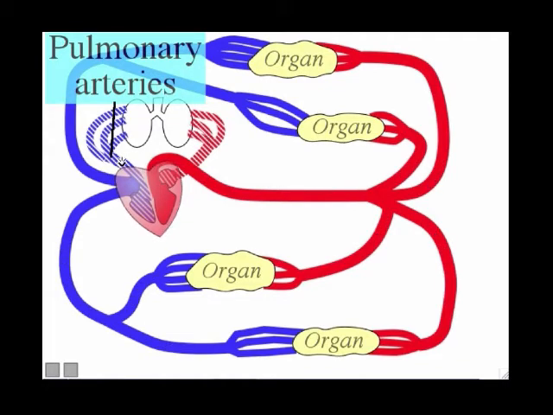Let me make a liar out of myself, having just said that. Technically, the first vessel that comes right out of the heart is called the pulmonary trunk. But almost as soon as the pulmonary trunk comes out of the heart, it divides into the pulmonary arteries. So you can either say the first artery coming out of the heart is the pulmonary trunk, or you can say it's the pulmonary arteries. It almost means the same thing.